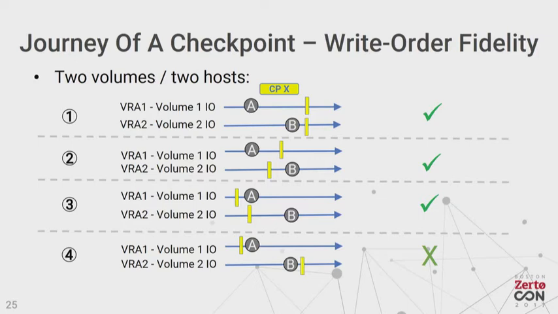How do we solve for it? We simply say that's an invalid combination of data. We're just going to throw it out. Try on our next checkpoint cycle. Right.